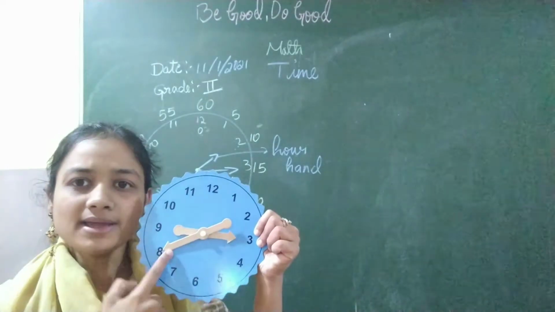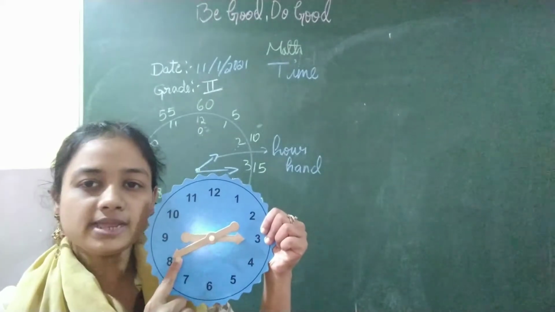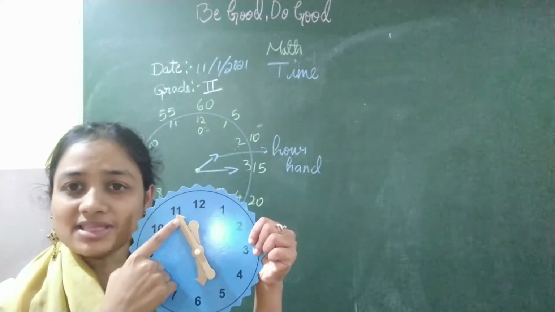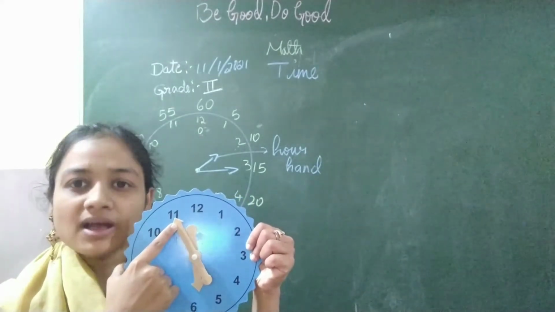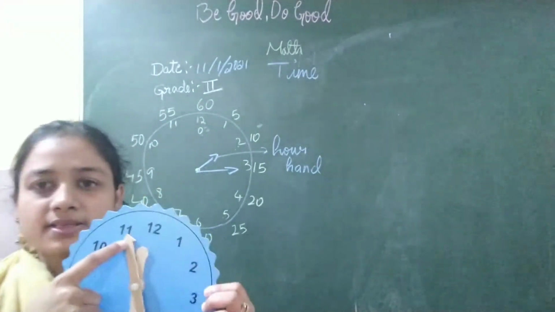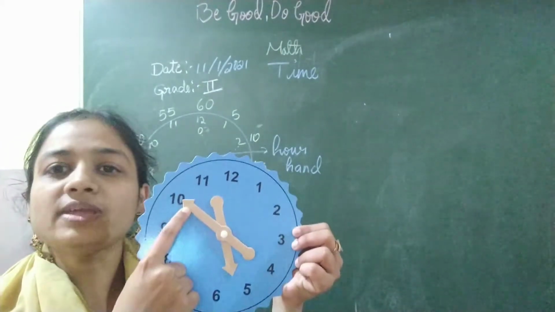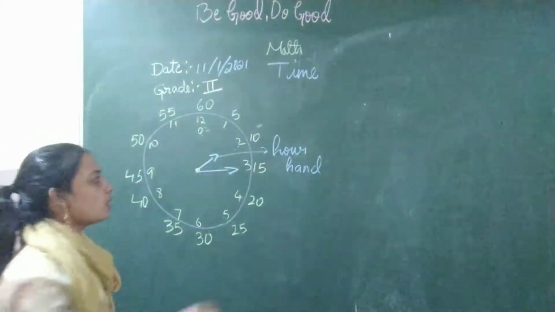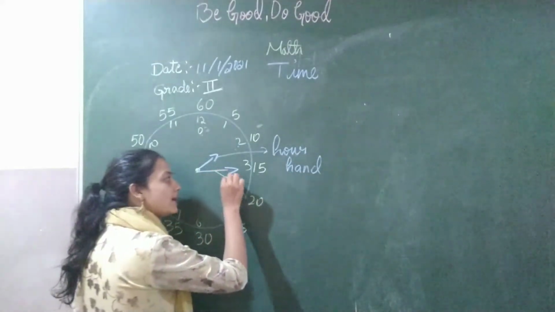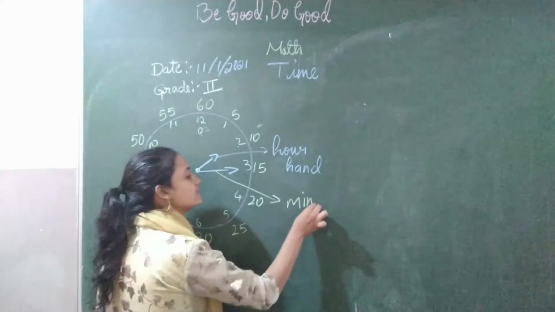Now, tell me. My big hand is showing 8. What is 5 eights? 5 eights are 40. So, it is showing me 40 minutes. It is showing me 11 now. 5 elevens is 55. You see here it is 55 minutes. 5 tens is 50. So it is showing 50 minutes. So how much is this showing here? 15 minutes.